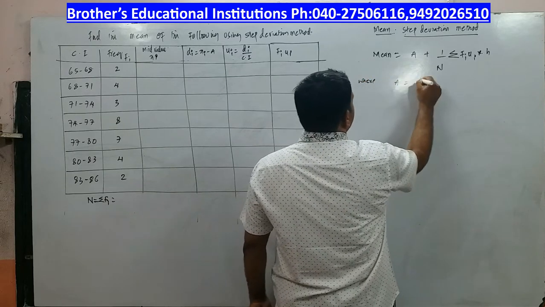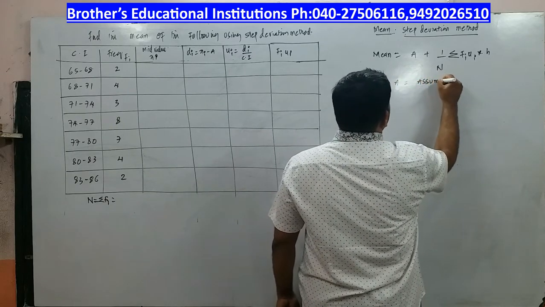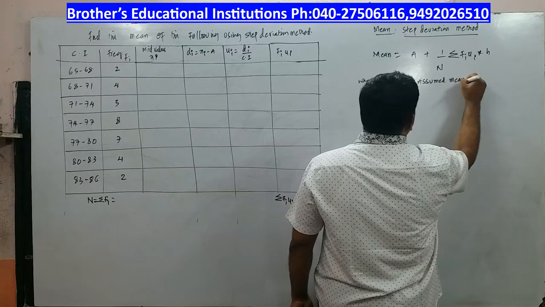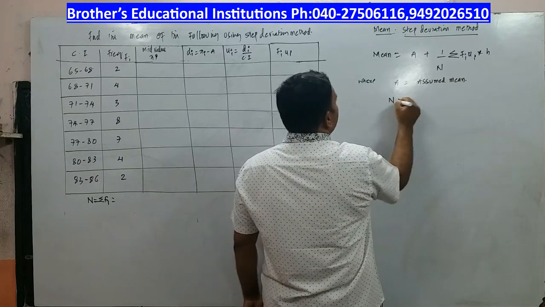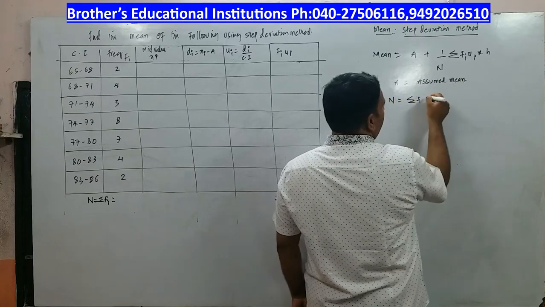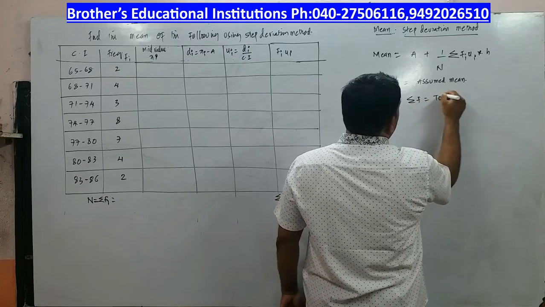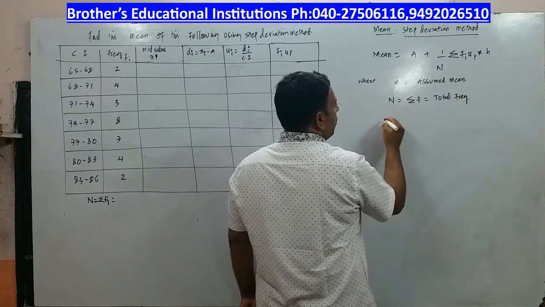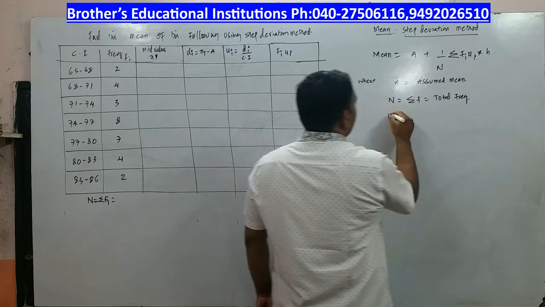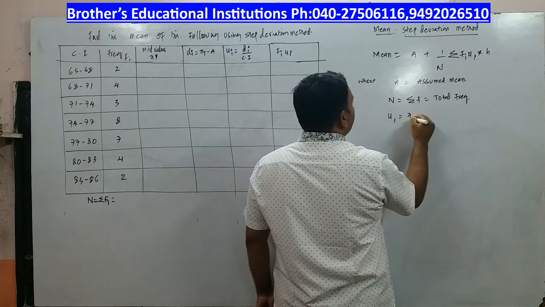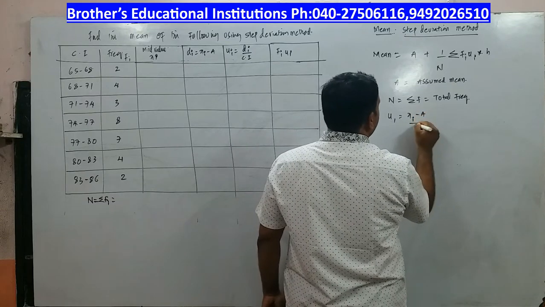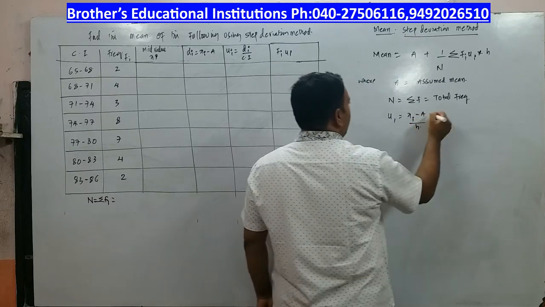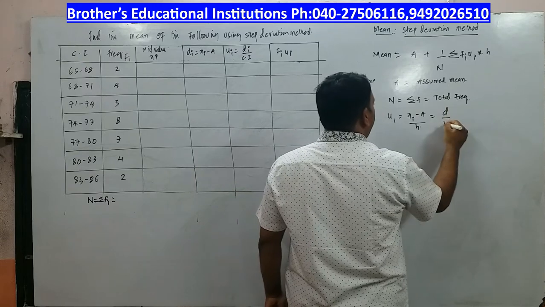Where a is assumed mean. A is called what? Assumed mean. What is n? N is also called the summation of the frequency, or total frequency. What is it called? Total frequency. Now what is this ui? ui is given by the formula xi minus a by h. Xi minus a is also called d, so d by h.